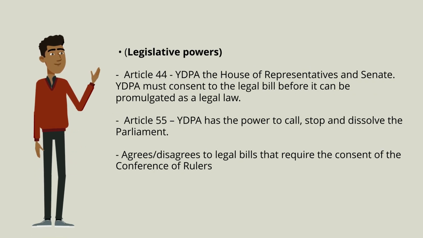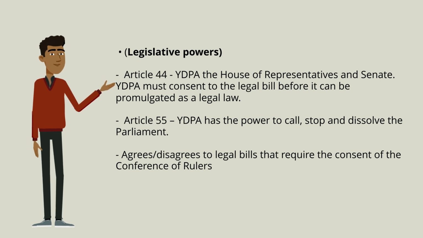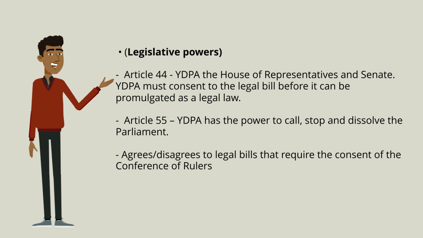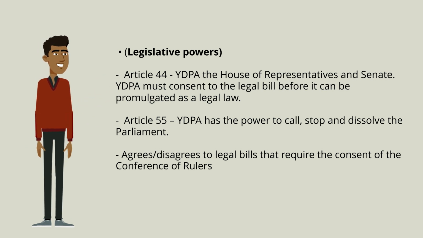Legislative power, Article 44. YDPA, the House of Representatives and Senate. YDPA must consent to the legal bill before it can be promulgated as a legal law. Article 55: YDPA has the power to call, stop and dissolve the parliament. Agree or disagree to legal bills that require the consent of the Conference of Rulers.